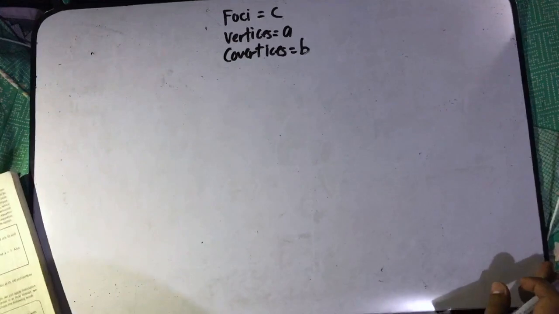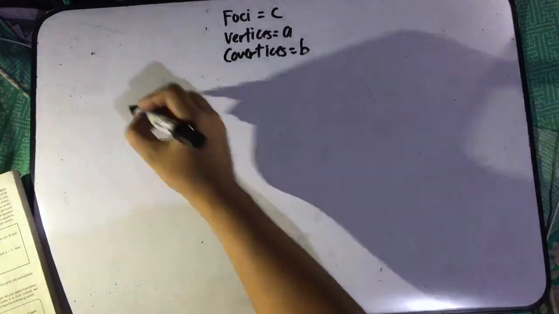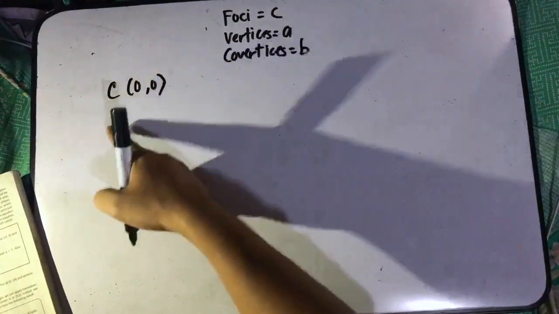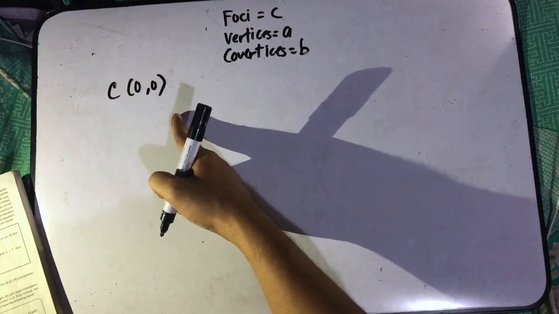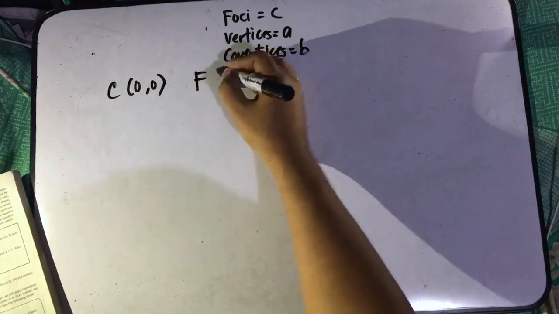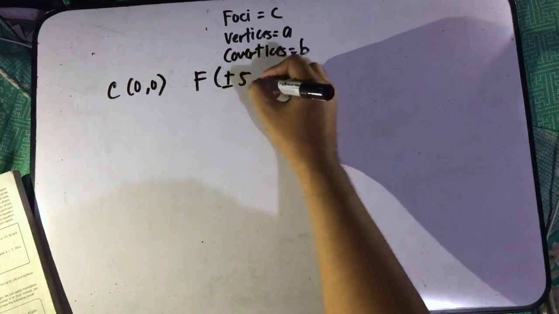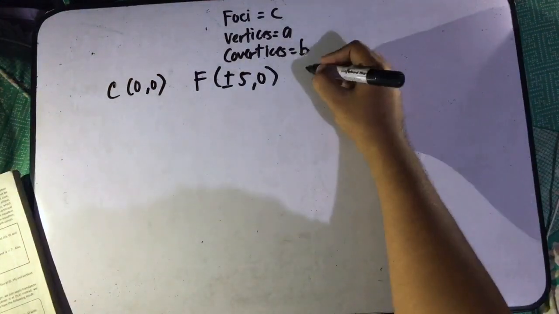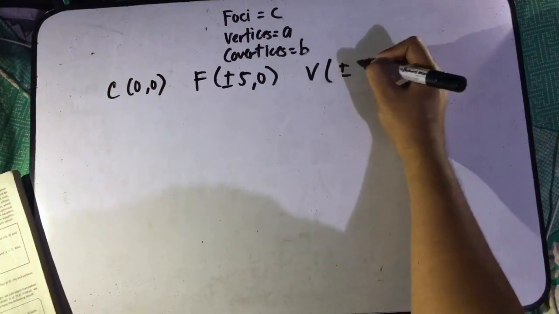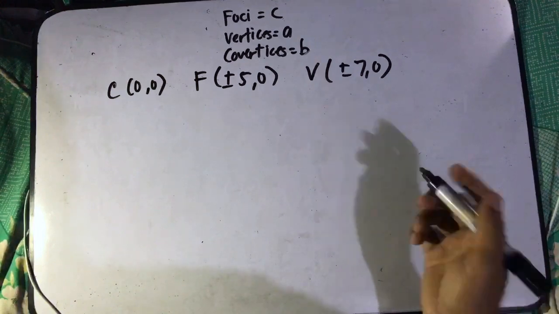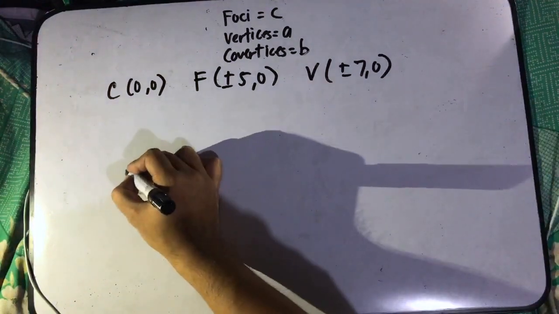So, if in case, for example, I have here the given. Find an equation of the ellipse whose center is at the origin. So, yung center daw ay nasa origin, and the foci are located at plus minus 5 and 0, and the vertices will be located at plus minus 7, 0. So if this is the case, we could graph the points.